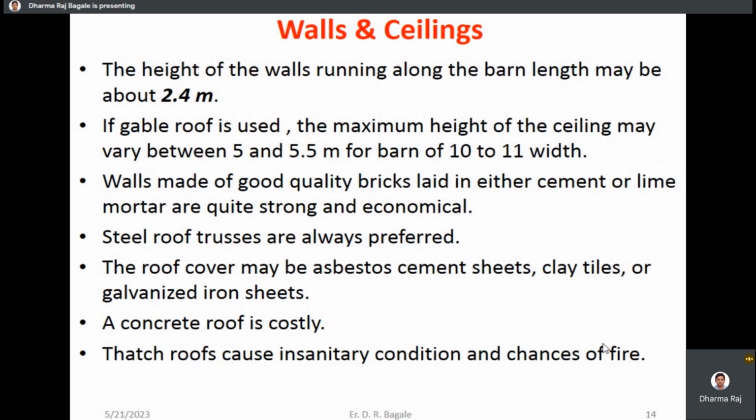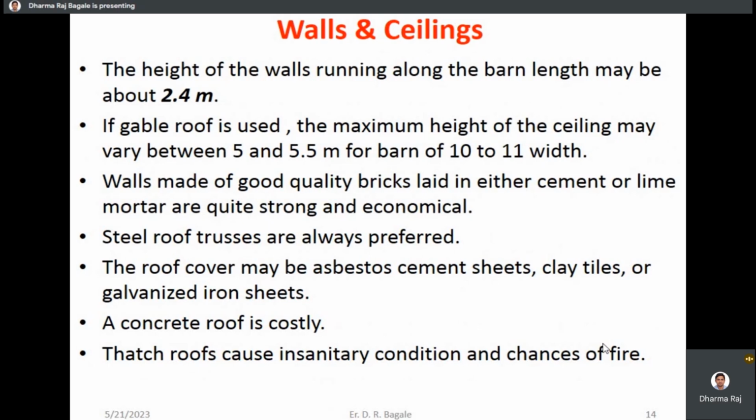Steel roofs are usually preferred. Roof cover may be of asbestos sheet, clay tiles, or CGI, corrugated galvanized iron sheets, and concrete roof. Usually RCC is more costly, and then the thatch roof.